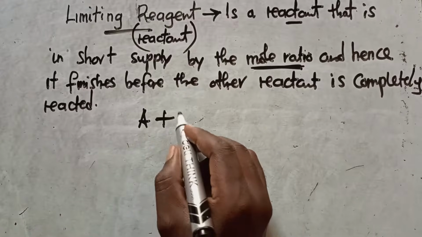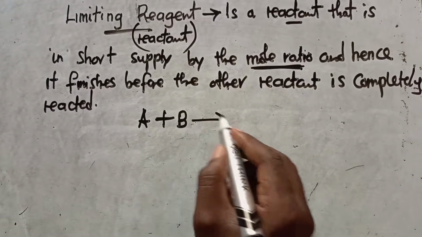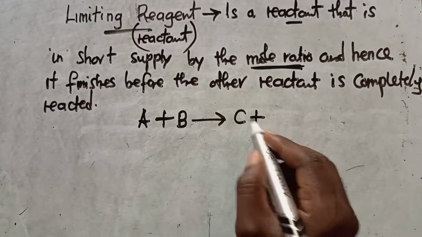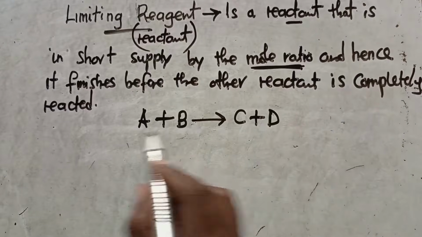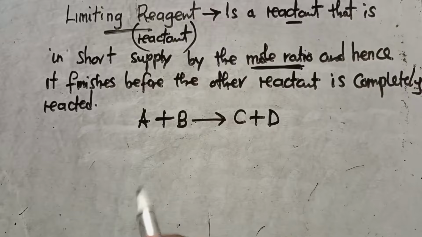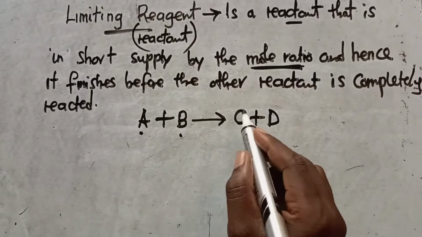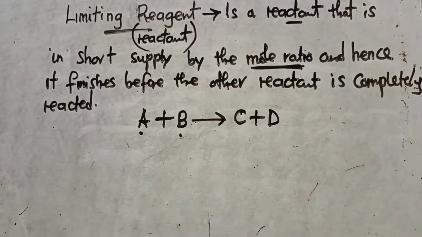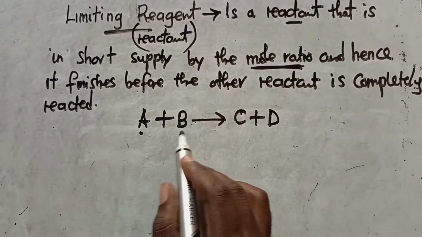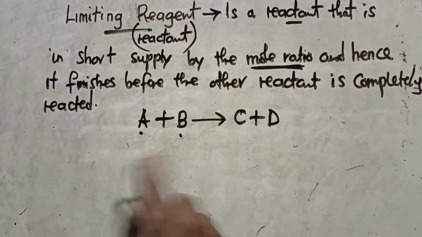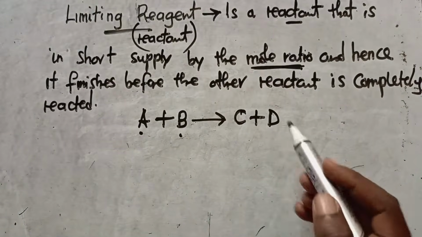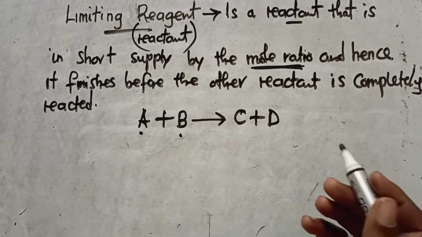I want you to understand what I'm saying. Here we produce C, let's say C plus D. So these are the reactants. A limiting reagent can just be A or B. You can't say that this one that is here is the limiting reagent. No, it can't be. These are the reactants. These are the products, the end product.